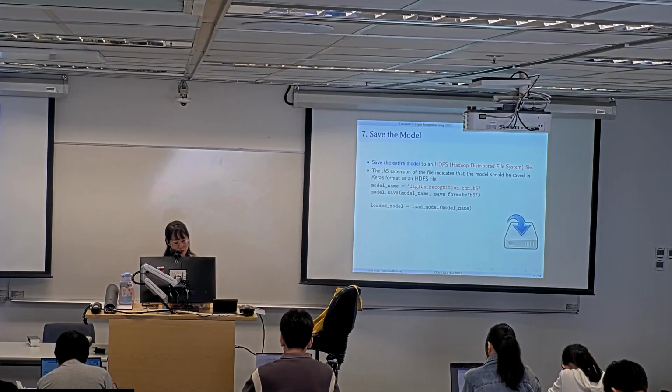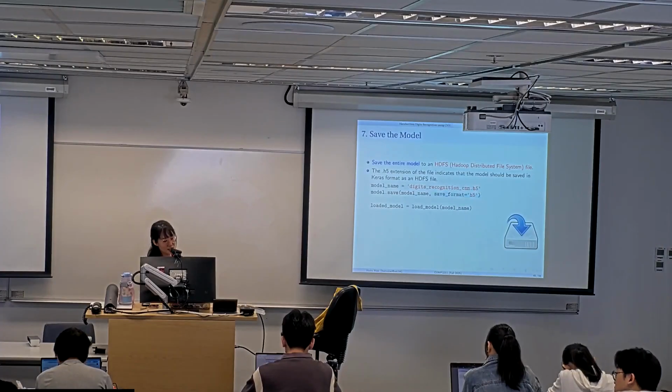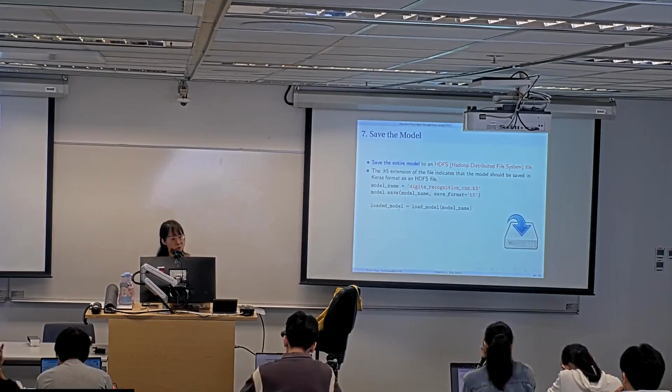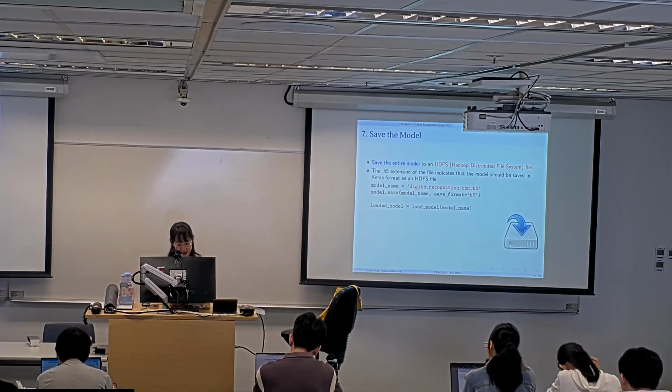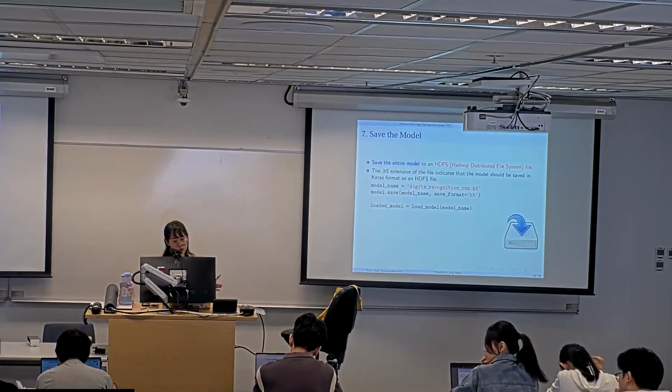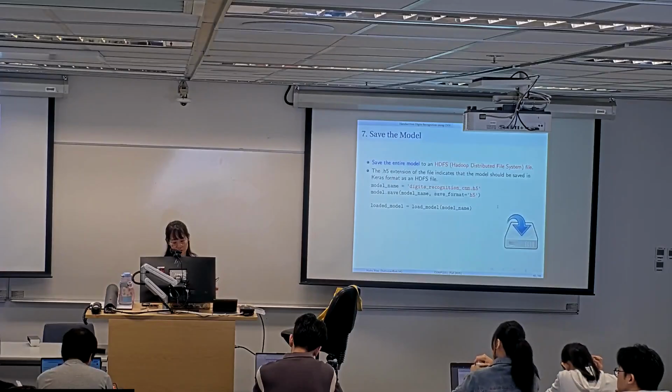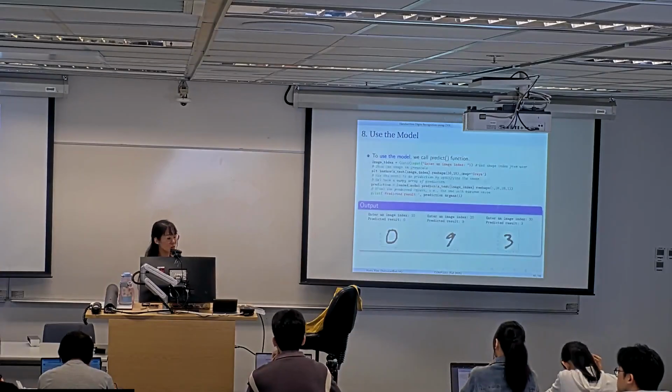Let the model name be digit recognition cnn.h5 and save it in the h5 format. After you save the model, you can load it to reuse it. Let the loaded model be load model name, and then you can load it. Then you can use the loaded model.